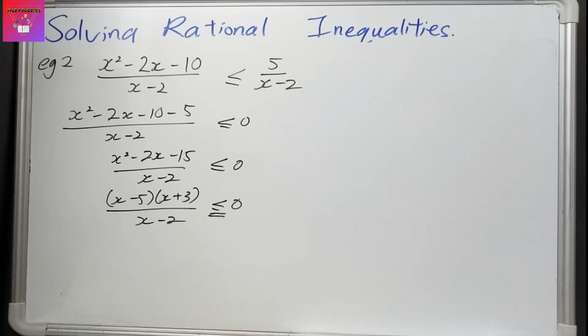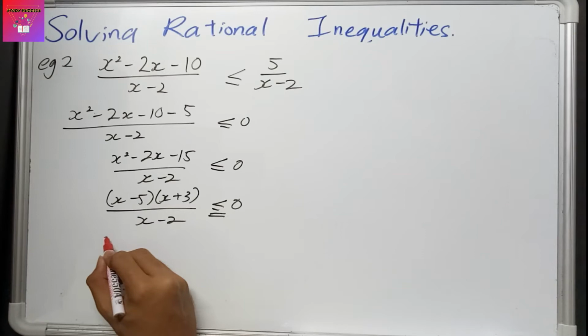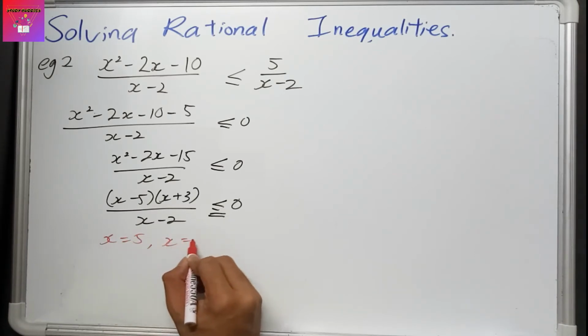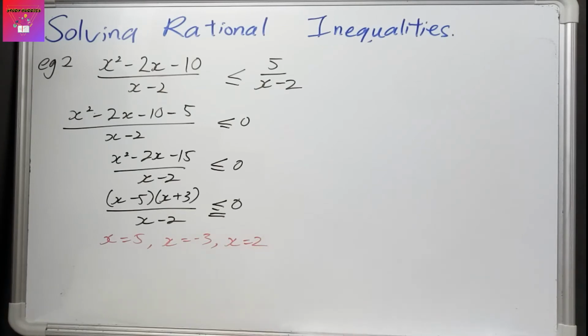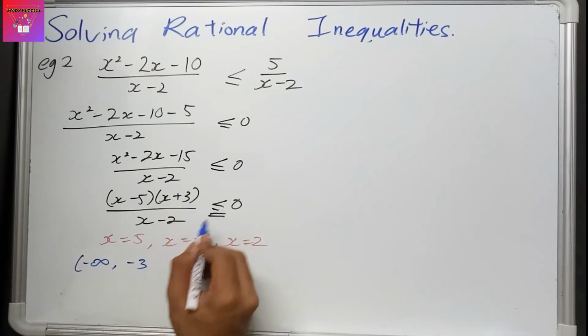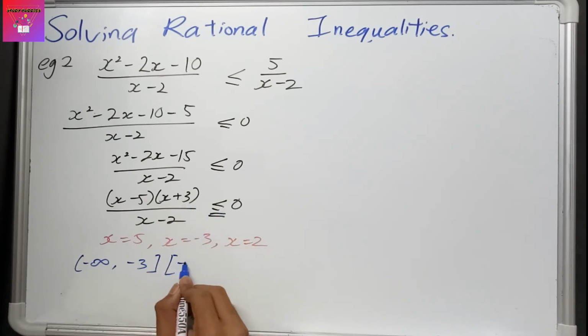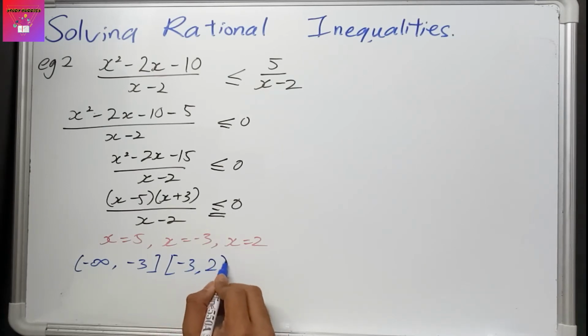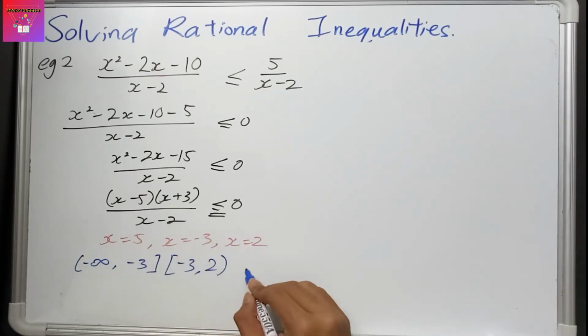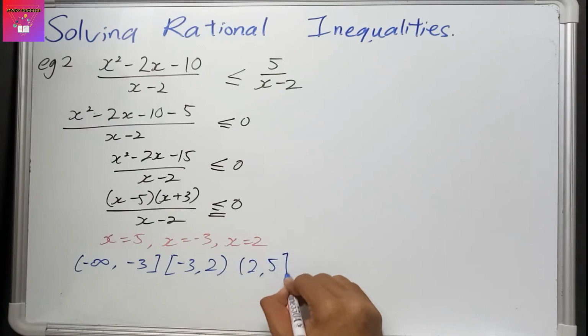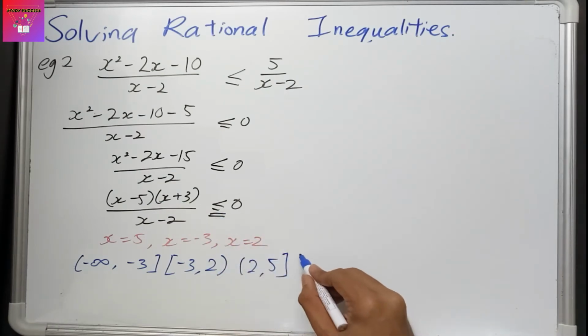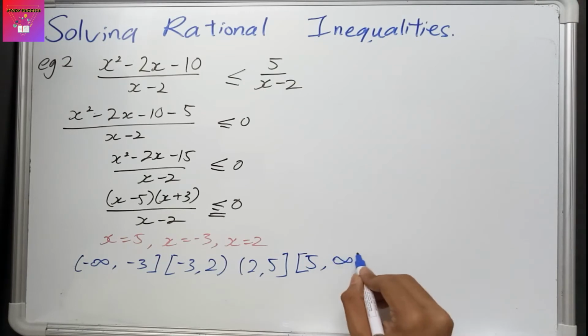So let's find the intervals. First find the values of x, then following that, let's find the intervals. So x equals 5, x equals negative 3, x equals 2. So we already know the values of x, and now let's find out the intervals. It's going to start off with negative infinity to negative 3 first. So negative 3 would be a close bracket, followed by negative 3 to 2. 2 is going to be an open bracket because it's the denominator, followed by 2 to 5, 5 with a close bracket because it's on the numerator and it has an equal to symbol, and lastly 5 to positive infinity.